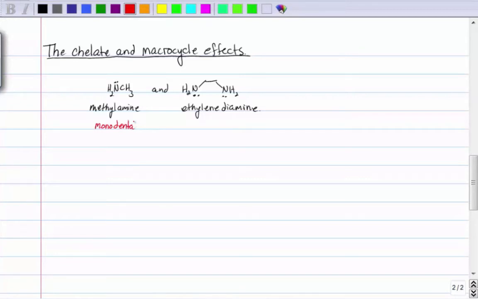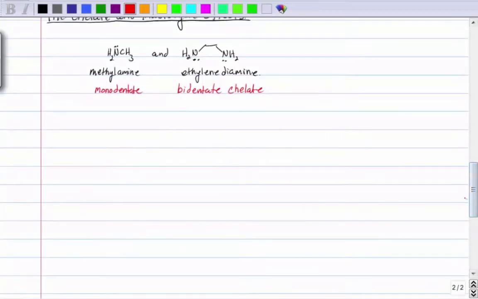Do you remember what dentate means? A tooth, yeah. Literally means tooth. It means it just attaches through one atom, where this one is bidentate, which means it can attach through 2 atoms at once, and this is also a chelate. So it's a bidentate chelate. Otherwise, those are the only real differences between the 2 ligands. One's monodentate, the other one's bidentate. Otherwise, they have the same donor atoms, and they should behave similarly.